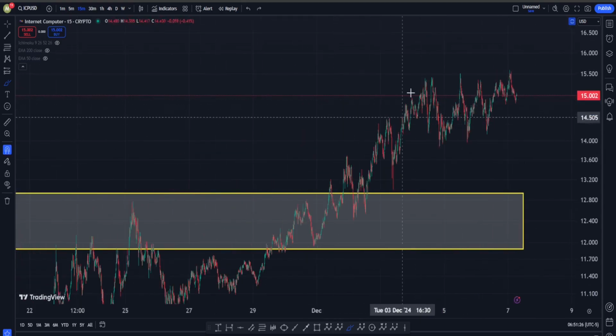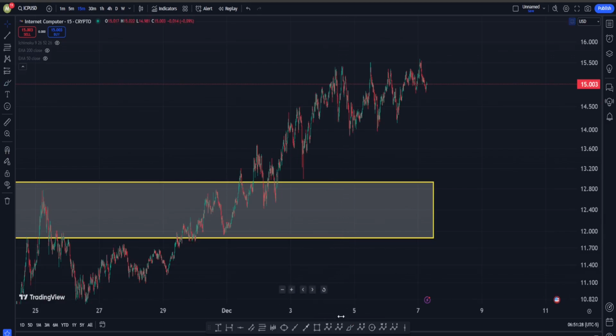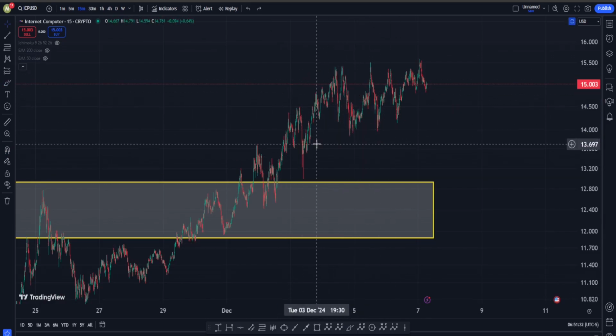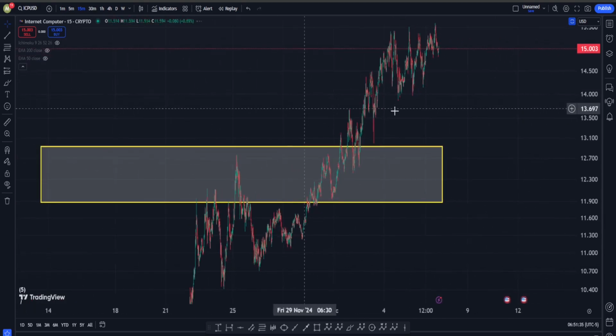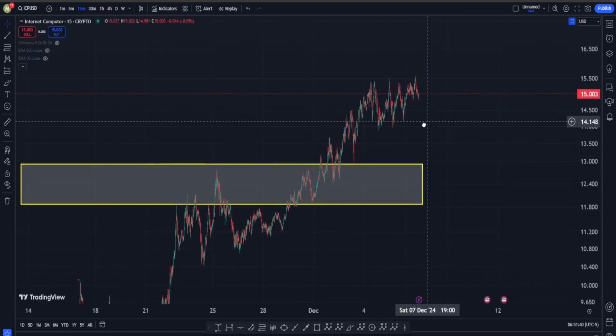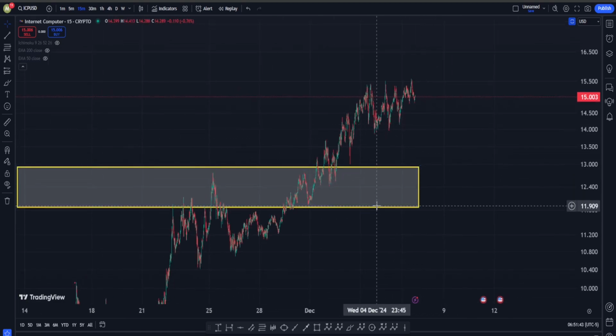Now, if you remember, the last time that we talked about ICP, I believe we were somewhere around these areas, and I was saying, okay, in terms of classic TA, we have in here a very important resistance area, which is from the weekly and daily time frame at the same time, and it is between, let's say, $12 to about $13. And I said, if we get a break of this, it will be, in my opinion, a very strong bullish sign.